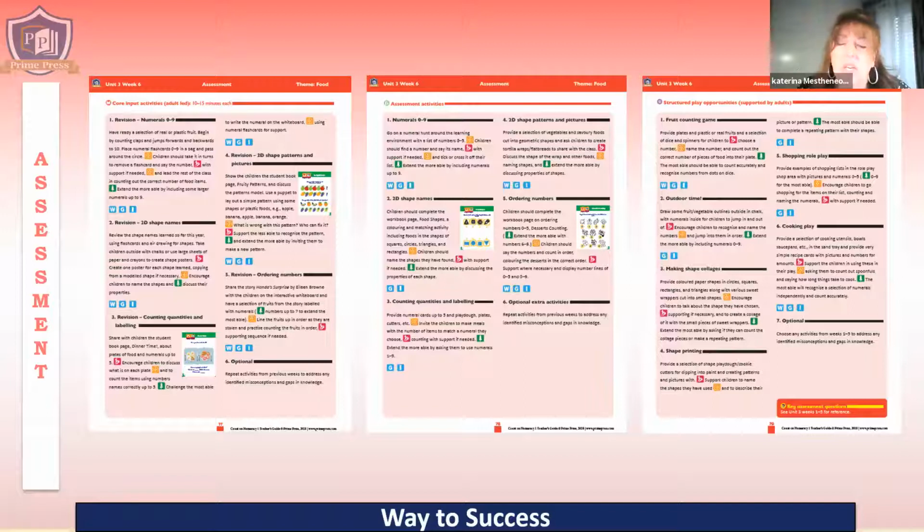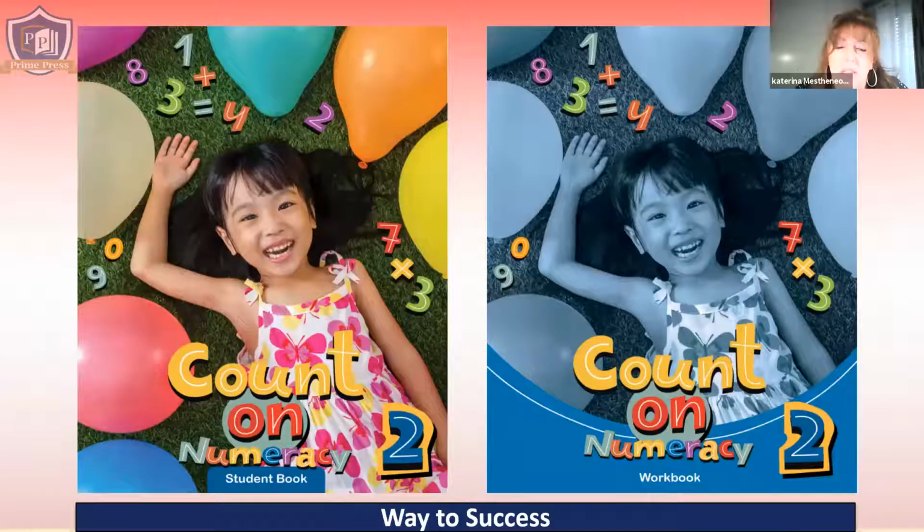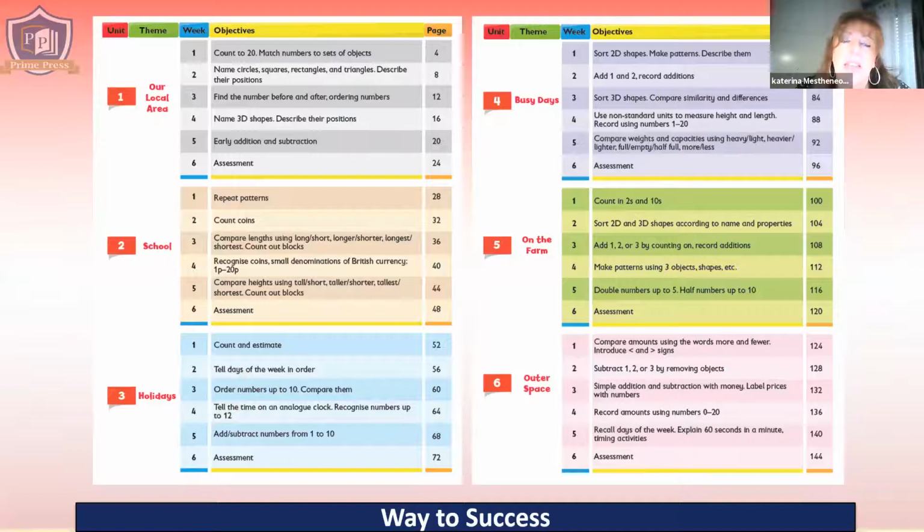Okay, I'm not going to go through level 2 in detail with you, but we will just have a look at the scope and sequence here. So again, these are the topics here, the themes are again familiar to the students, but it's taking them a little bit further away from themselves and from their homes. So the first one is their local area, school, holidays, busy days, on the farm, and a fun one here, outer space.